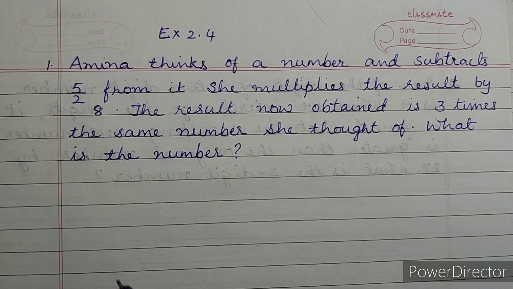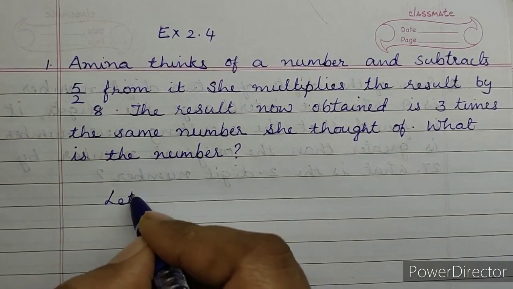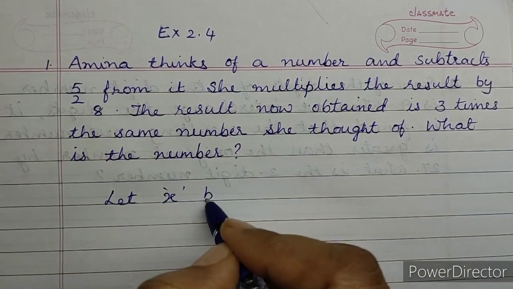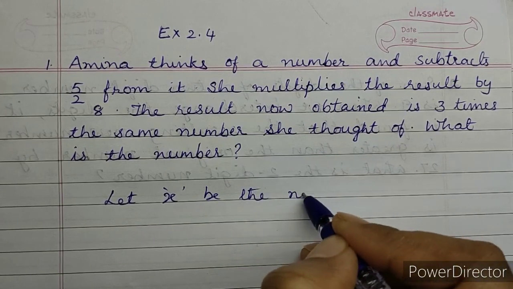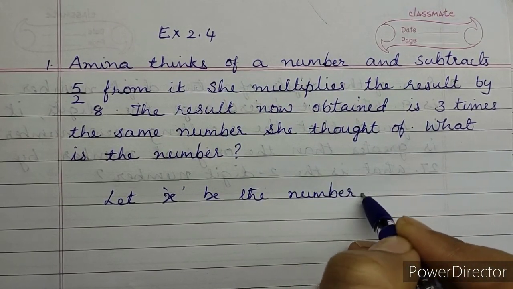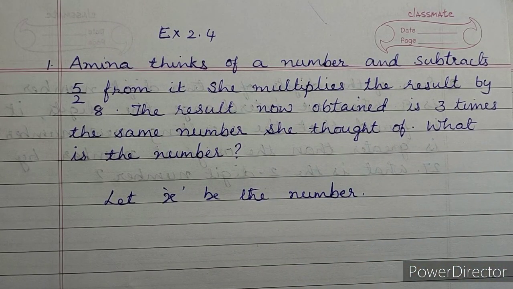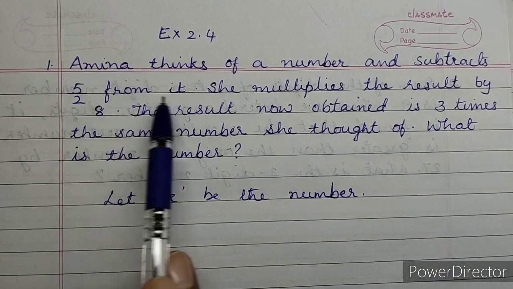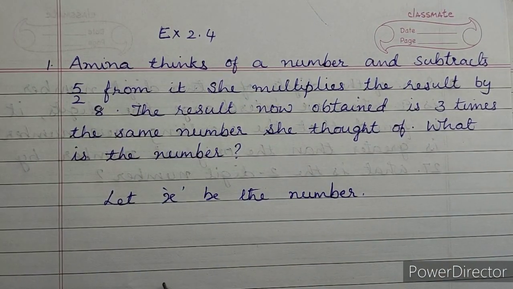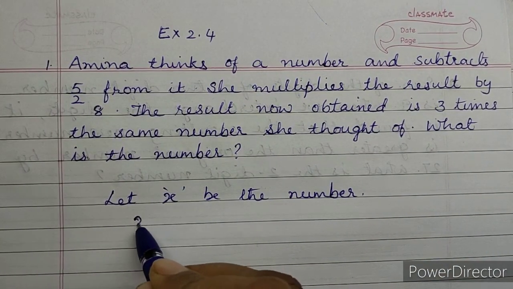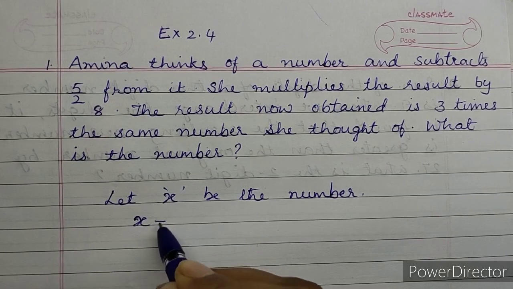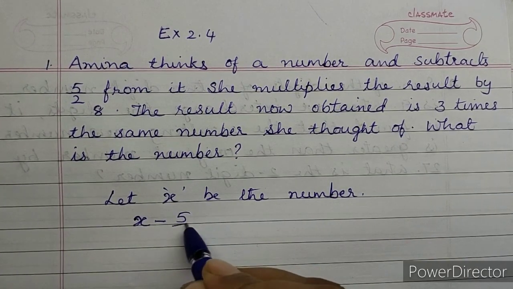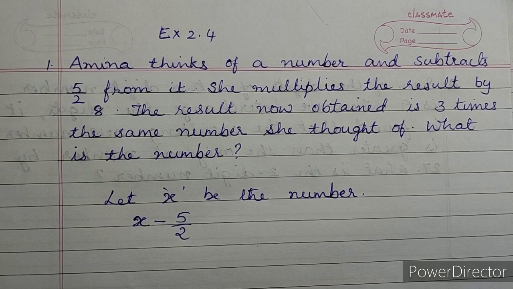So let the unknown, you have to take it as x as usual. So let x be the number which Amina assumed. So now next condition: she subtracts 5 by 2 from that number. So you have to subtract 5 by 2 from x. From x means first you have to write x, minus 5 by 2. So x minus 5 by 2.